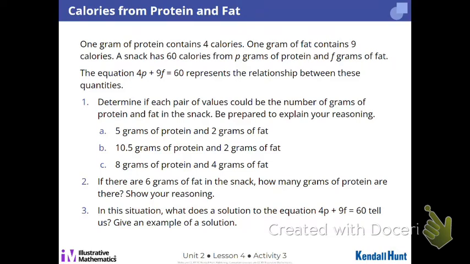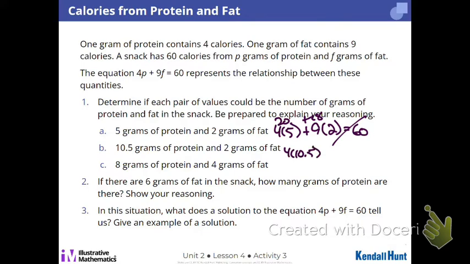All right, so looking around, we saw a lot of good things happening. I like that the communication got a little better for problem number 1 after seeing a couple. I saw most groups doing something like 4 times 5 plus 9 times 2 equals 60. What this says is 4 calories for each gram of protein, 5 grams of protein, plus 9 calories for 2 grams of fat, totaling 60 calories. And does that work? Well, is 20 plus 18 equal to 60? No, so that is not a solution. Again, I want you to notice I can say the equation, and the equation is my situation.